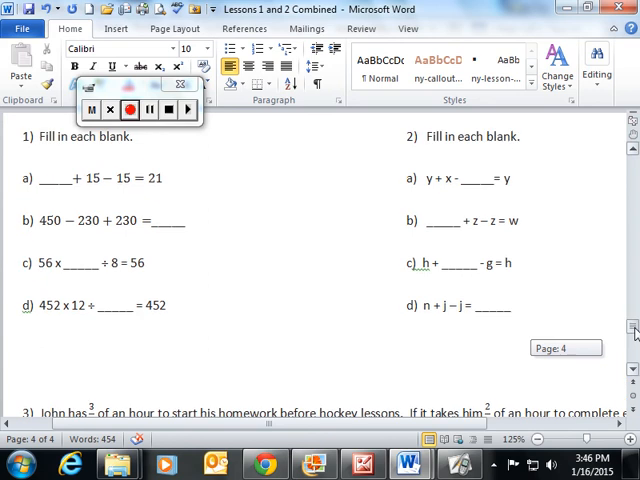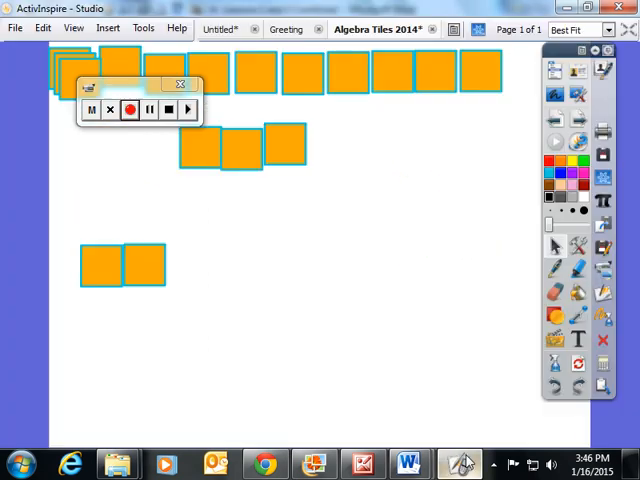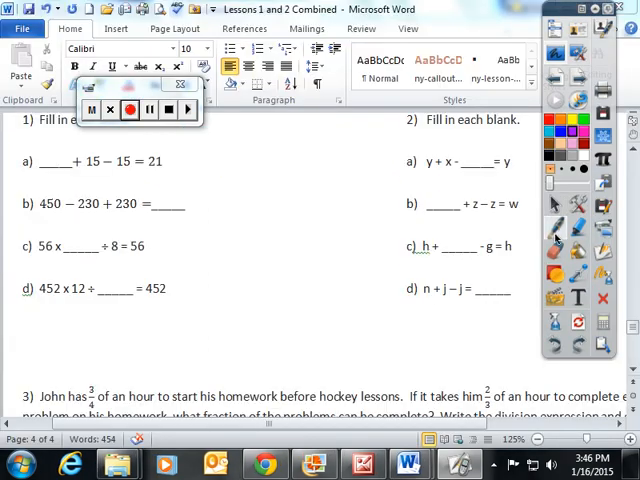So the students were given problems like this for their homework. Just to give you a glimpse, I'll do 1 or 2 here with you. They were asked to fill in the blank. What plus 15 minus 15 equals 21? Since these are opposite, their value is 0. So 21 should go here. Then they were given another example, 450 minus 230 plus 230. These are opposites of each other. Their value is 0. This is 450.